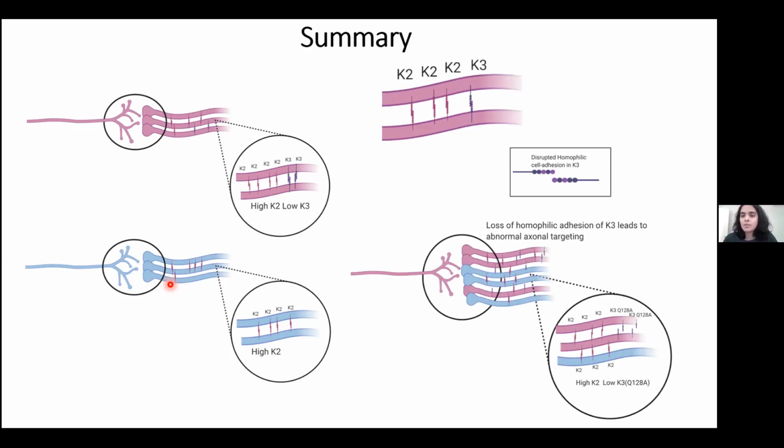And the reason here, what we propose, is the contribution of KIRL3 to this molecular code. So instead of having high KIRL2, low KIRL3, you only have high KIRL2 when you disrupt KIRL3 adhesion. So its contribution to this code is lost. And now both these populations that were otherwise different now seem similar, and they group together into a common target, forming fewer and larger glomeruli.